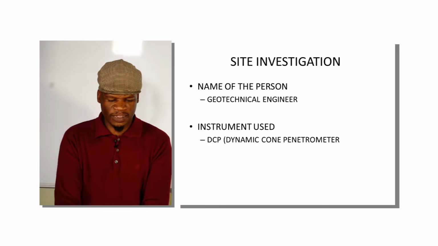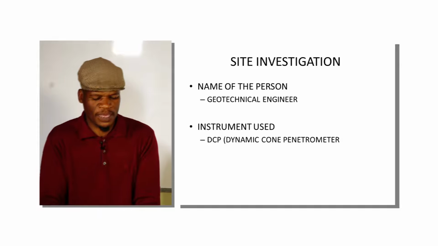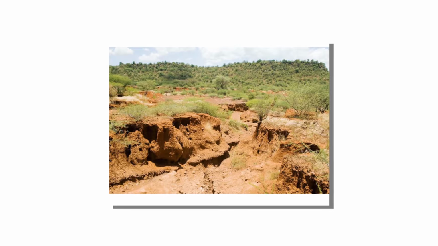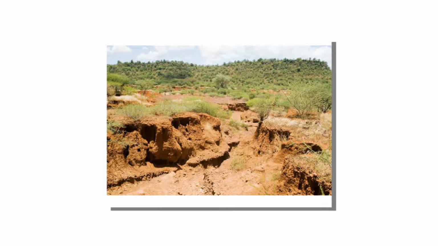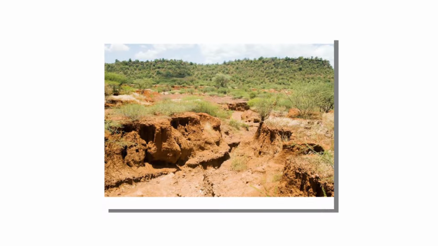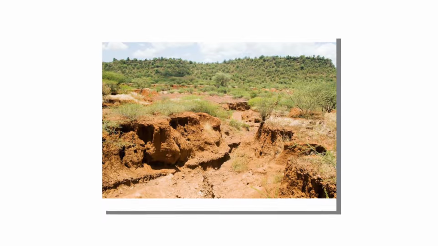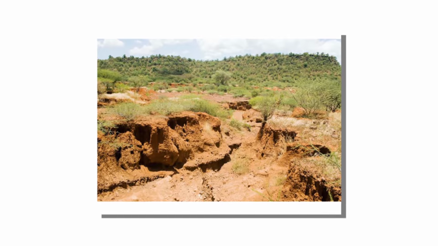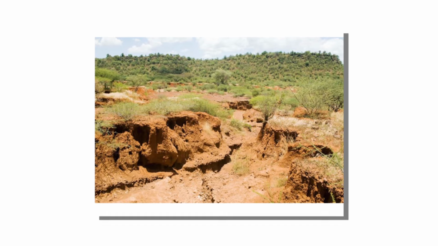And then he will be using an instrument called a DCP, which is the dynamic cone penetrometer. So just look at that piece of land there. You might wonder whether that type of soil is a collapsing soil. Does it have any material on it? Is it clay? But if a geotechnical engineer comes in with his instrument, he can tell how strong or how weak this soil is, and then they can also tell you exactly which type of foundation needs to be used.